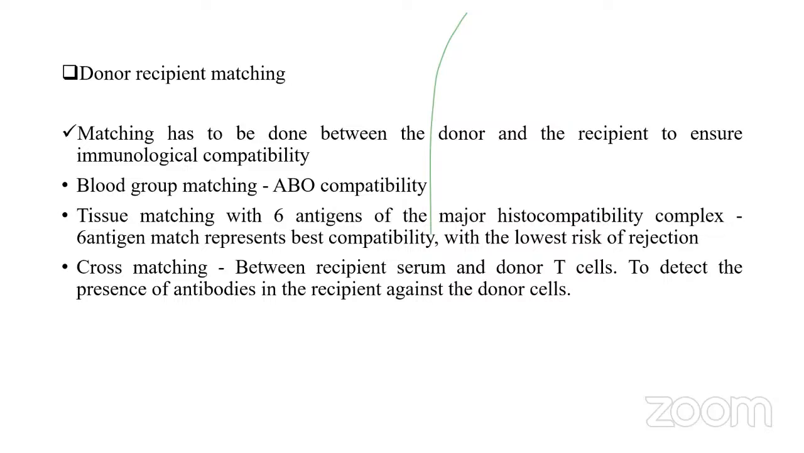Donor recipient matching. Matching has to be done between the donor and the recipient to ensure immunological compatibility. Blood group matching, ABO compatibility. Tissue matching with 6 antigens of the major HLA complex. 6 antigen matching represents best compatibility with the lowest risk of rejection. Cross matching between the recipient serum and donor T cells to detect presence of antibodies in the recipient against donor cells.